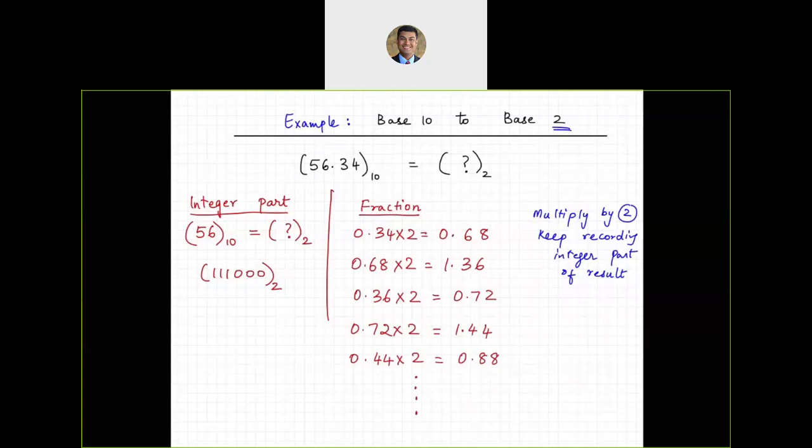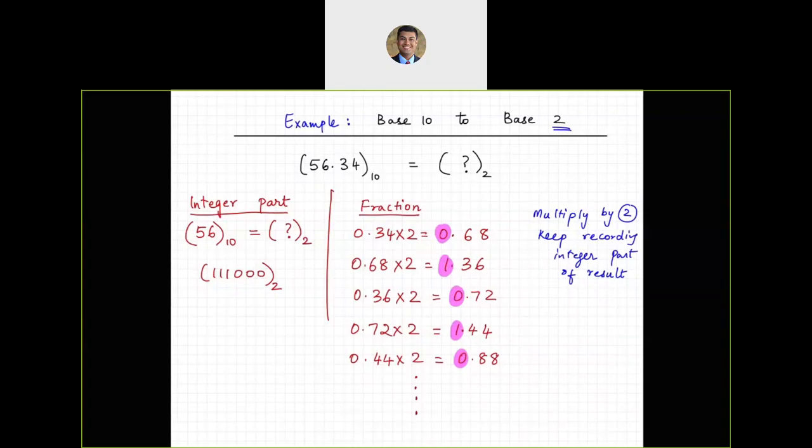So the fraction part in the binary number may or may not end, which means that because of converting it to a limited number of bits in the binary representation, you might have a precision error in your representation. We'll talk more about that in just a bit, but your answer right now will depend on the integer part of the result after you multiply by 2.